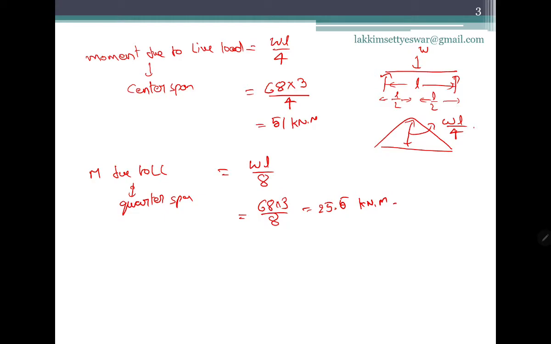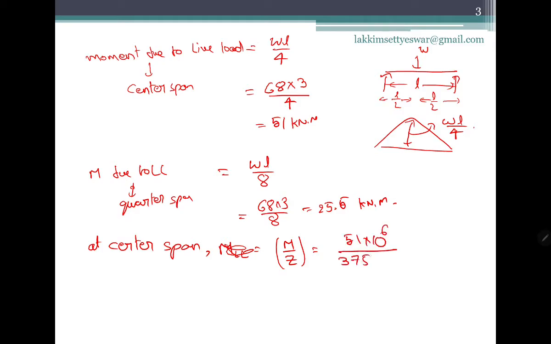Now let's calculate the stresses due to live load at center span. Stress due to live load is M by Z equal to 51 into 10 power 6 divided by 375 into 10 power 4, equal to 13.6 Newton per mm square. This is the stress due to live load moment at center span.